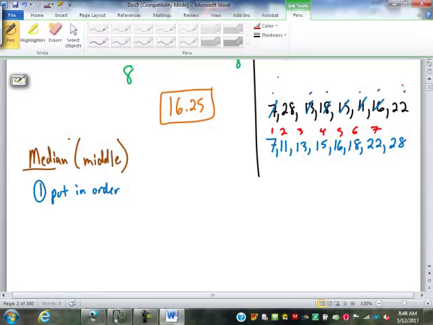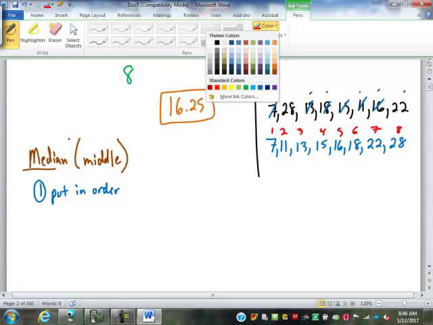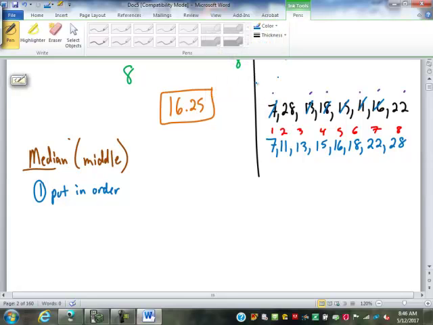I'm numbering them for another reason too, because having them numbered is going to help me in the next step as well. So I've put them in order from smallest to largest. That's step 1. Step 2 is to find the position of the median.